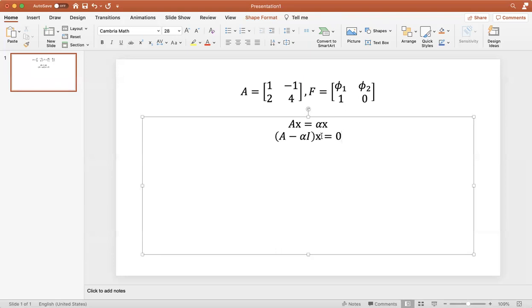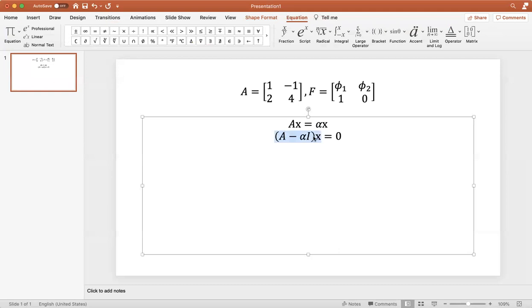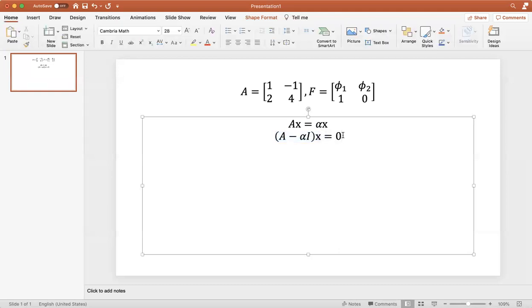Now, eigenvectors are supposed to be non-zero, so for this homogeneous equation, we need a non-trivial solution. Having a non-trivial solution implies that the determinant of this matrix is 0, or A minus alpha I is singular. Having that information, we'll be able to solve for the eigenvalues of any given matrix. So how do we do that?